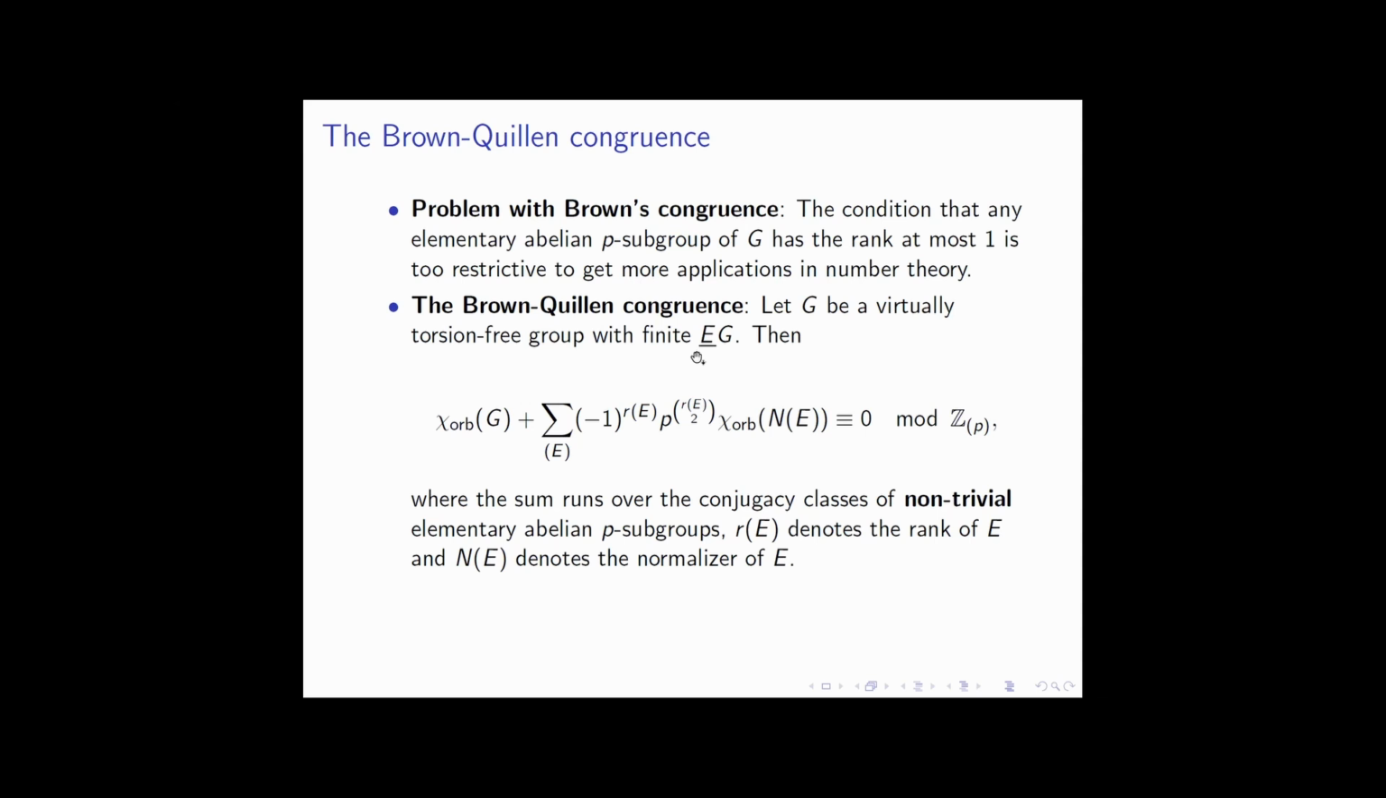And then this normalizer. So now you have this congruence. R is the rank and N is a normalizer. So this in particular generalizes the previous congruence. If the group satisfies the condition that every elementary abelian p-subgroup has rank at most 1, then you recover Brown's congruence.